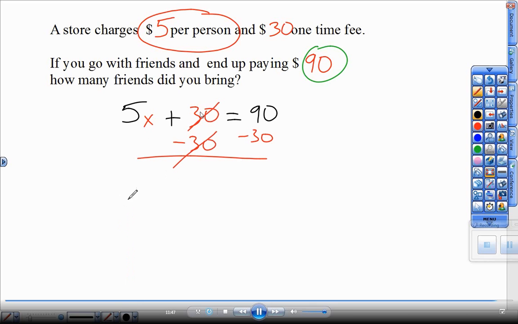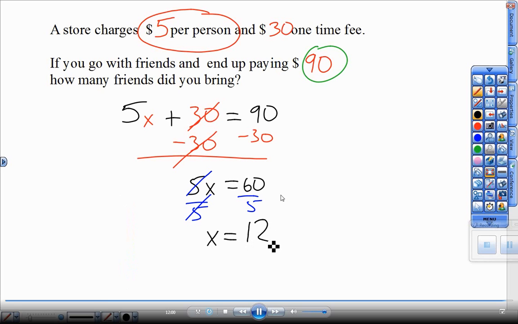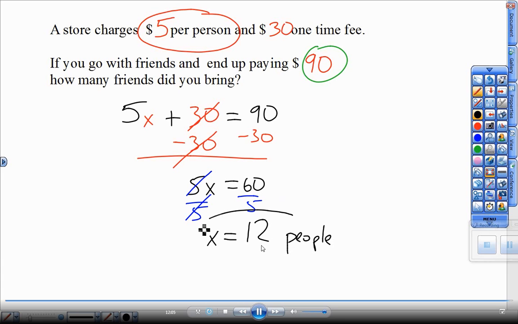So 5x, bring that 30 away. 5x comes down. 90 minus 30 is 60. Divide by 5. And that gives me x equals 12. So that tells me I bought for 12 people, not $12, not 12 hours, 12 people at this price. And of course that makes sense, because if I times 5 times 12, that's 60. 60 plus 30 gives me 90. So that's true. 12 people I spent for.